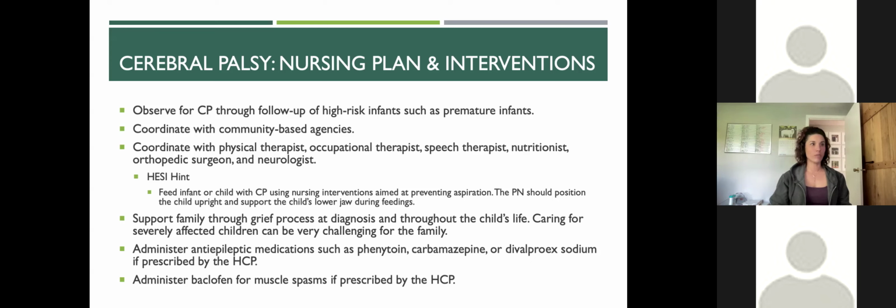We also, as we know, if we have seizures, then we can give anti-epileptic medications to prevent those seizures. So things like phenytoin, carbamazepine, divalproex sodium, whichever the healthcare provider prescribes. And then if the patient has spastic CP and they're at risk for muscle spasms, so that extra tension causes their muscles to twitch, then we can give baclofen. And that helps to release the tension in the muscles so that we don't have those spasms.